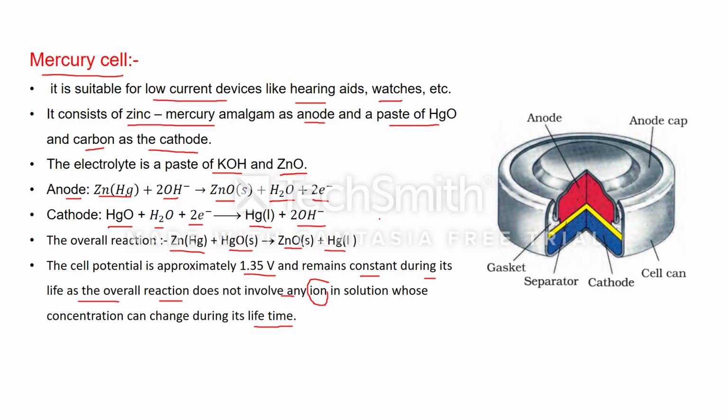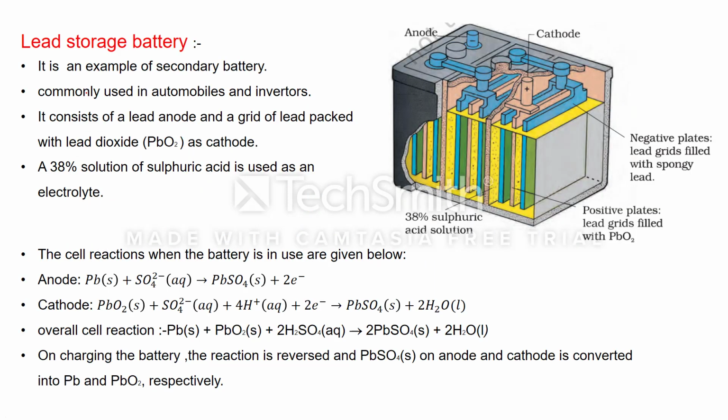Clear? Actually, its shape is like a button. That's why this is also known as a button cell. These are the two. The dry cell and the mercury cell are the primary cells. Now, secondary cell, lead storage battery.